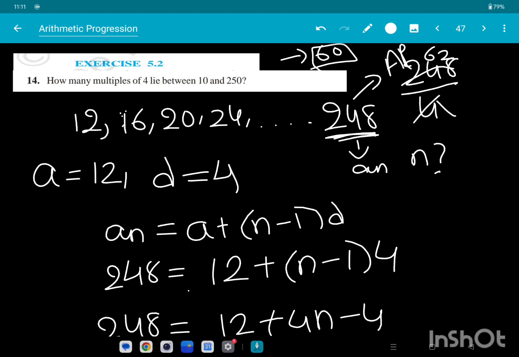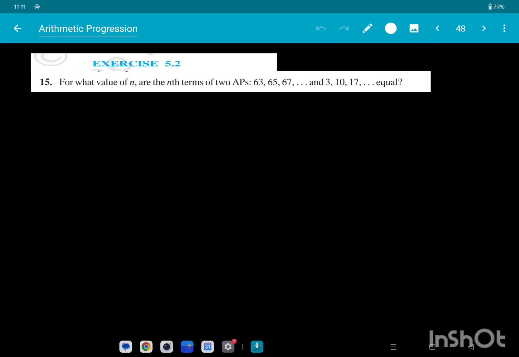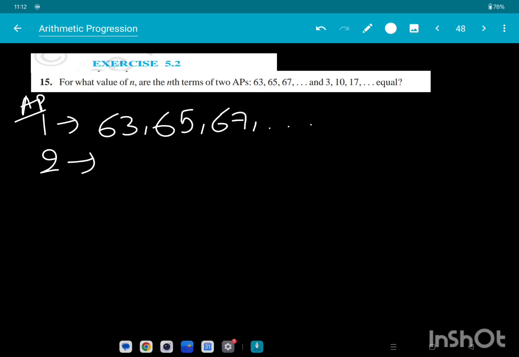Right? Now we will see the next problem. Here, find what value of n the nth terms of two APs are equal. So how can we find this? Okay, I will tell you how we can find this. First I will write the two APs. The first AP is 63, 65, 67 and so on. And the second AP is 3, 10, 17 and so on.